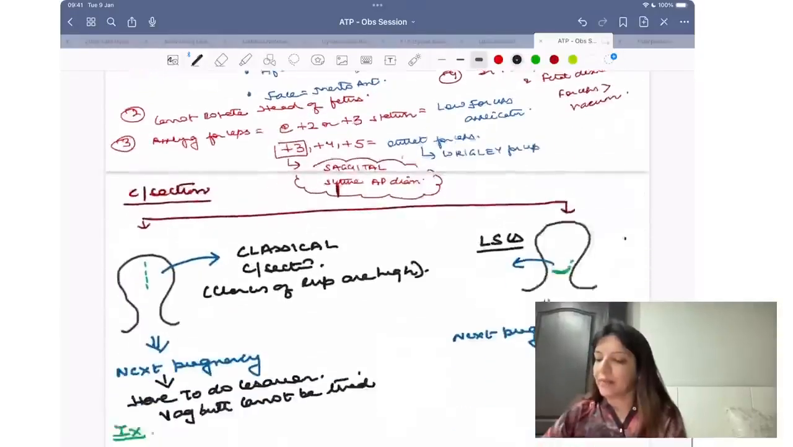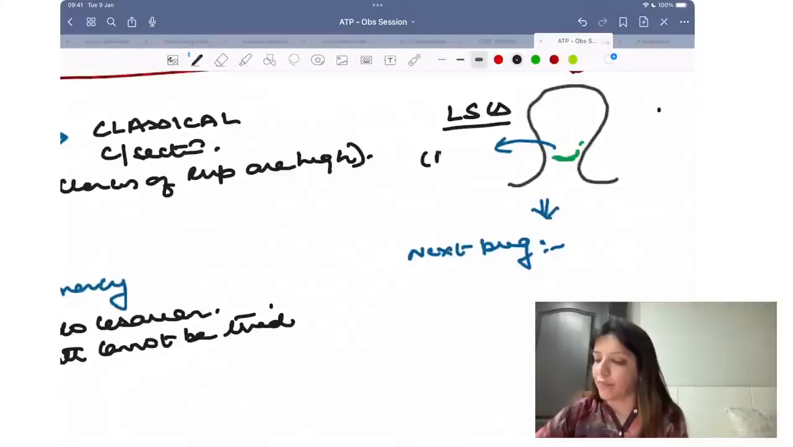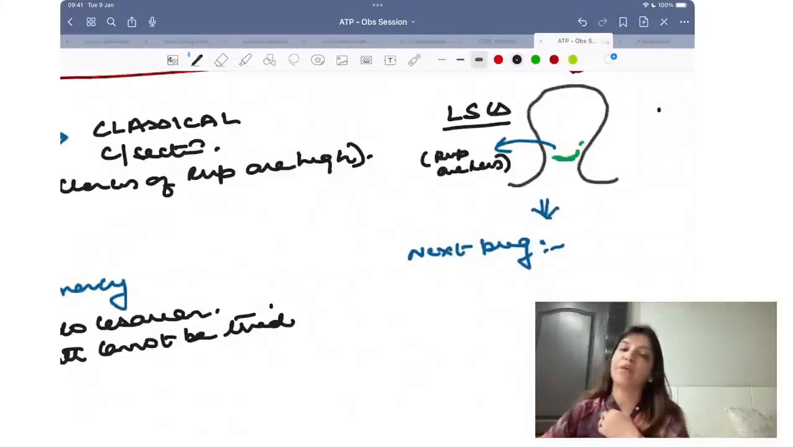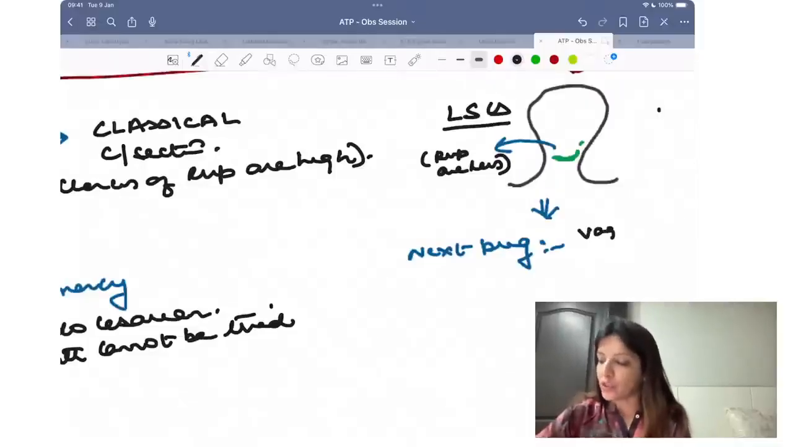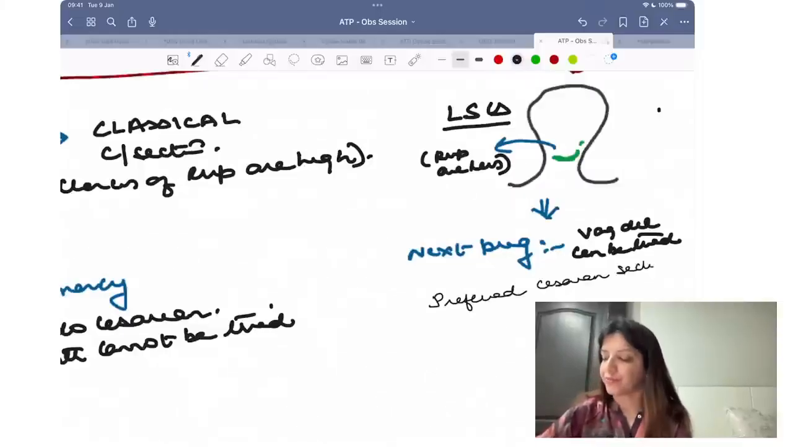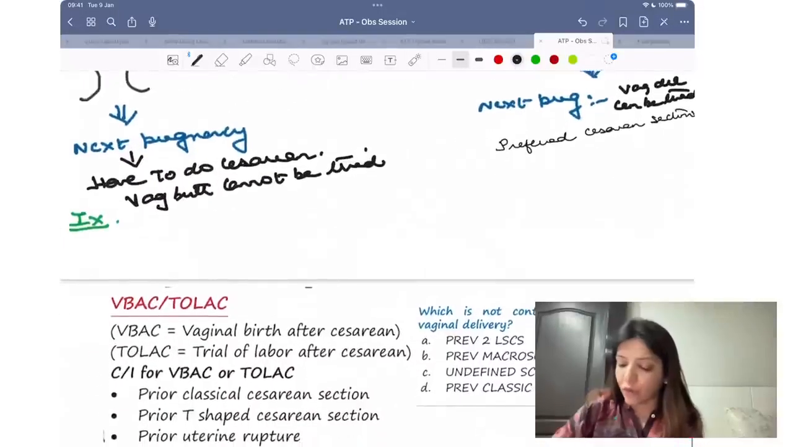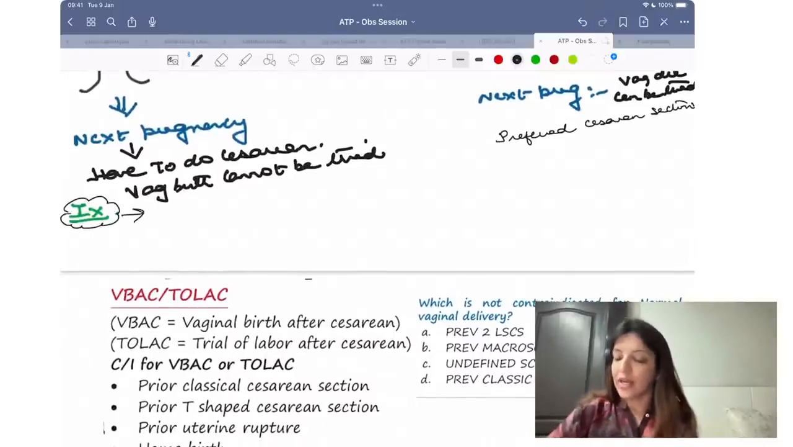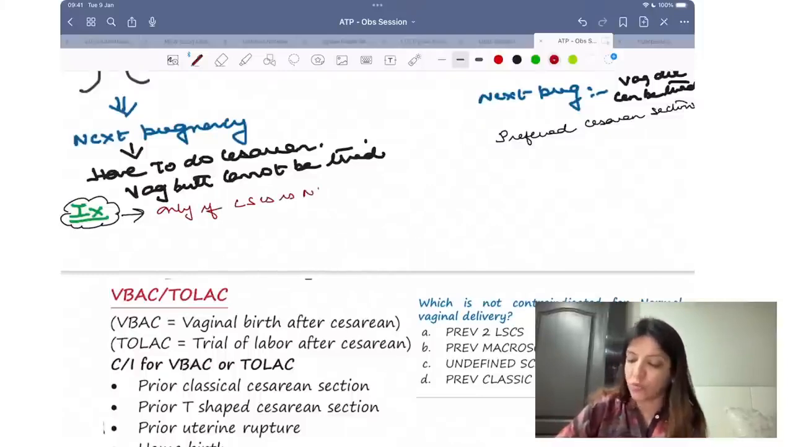Okay. Now coming back to LSCS. In LSCS, the chances of rupture are less, and because the chances of rupture are less, in the next pregnancy vaginal delivery can be tried, and that is why it is the preferred cesarean section. Indication for doing classical cesarean section is only if LSCS is not possible.